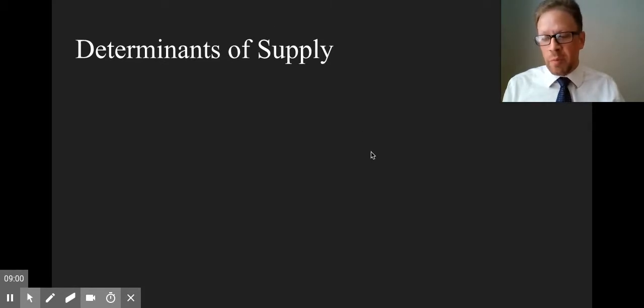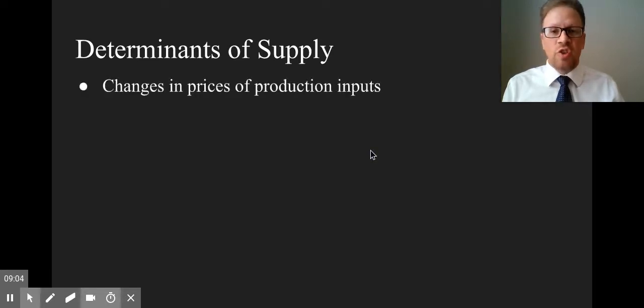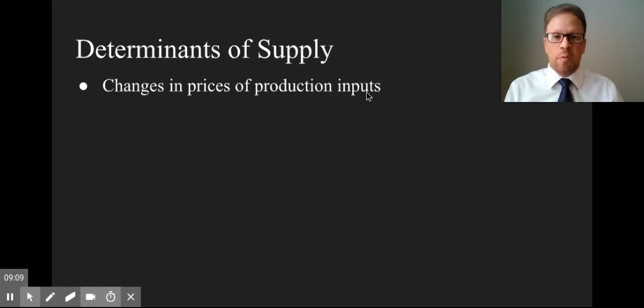Only the following determinants of supply will cause the supply curve to shift. Things like changes in prices of production inputs. So if you're making cigarettes and the price of tobacco is now more expensive, well, it's going to be harder to make cigarettes with no tobacco. So that would affect your ability to actually produce this product.